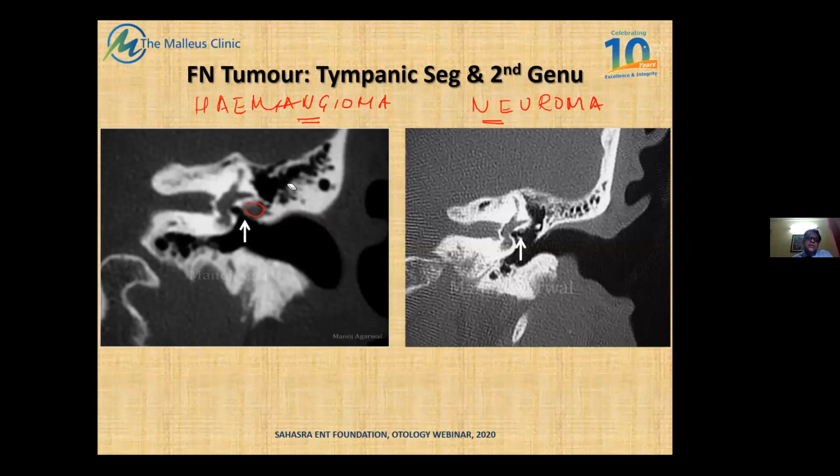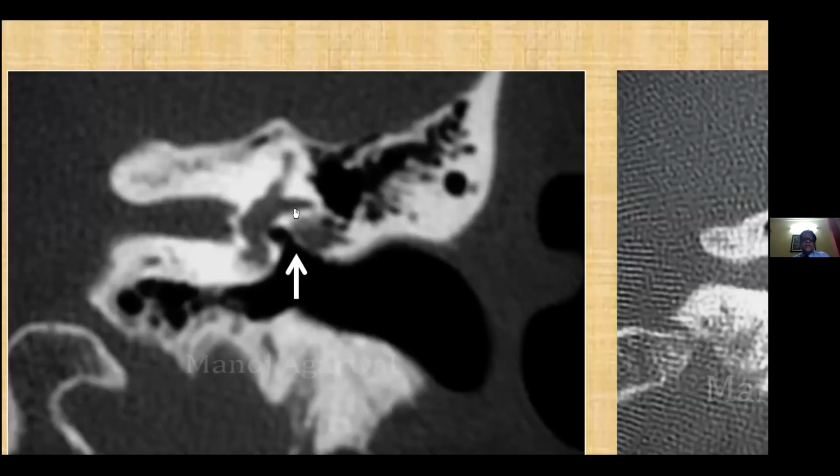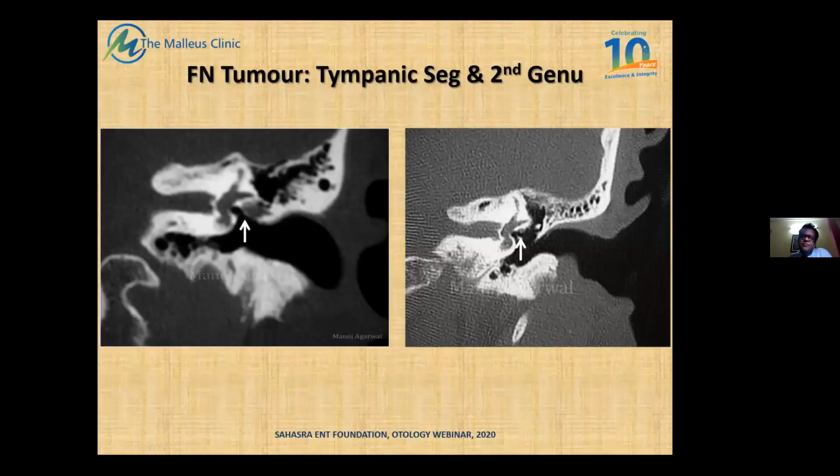So this is a case of a tumor arising from the tympanic segment and the second genu of the facial nerve. But what we definitely see, again, let's zoom in over here, is that the lateral semicircular canal is intact and this bone has not been eroded by the tumor. These are snippets of information that you have to have.